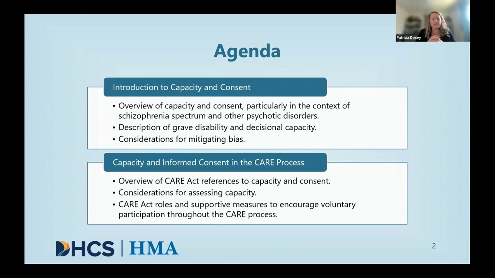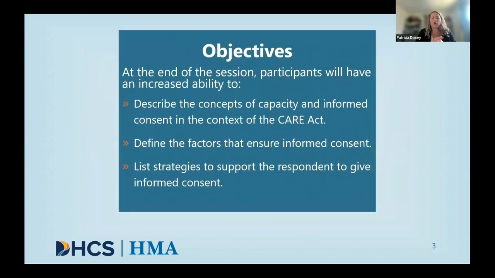Our learning objectives today: our goal is that by the end of the session, you will have an increased ability to describe the concepts of capacity and informed consent in the context of the CARE Act, define the factors that ensure informed consent, and then list strategies to support the respondent to give informed consent.